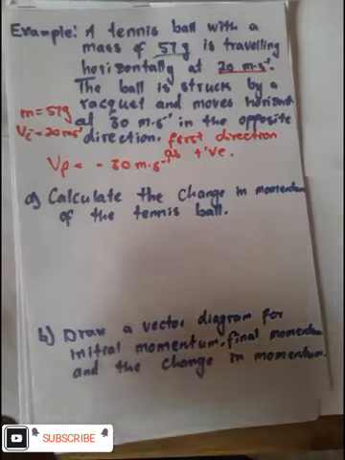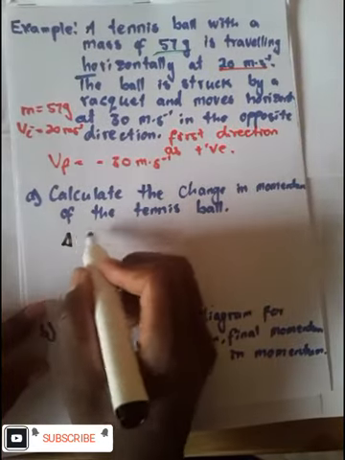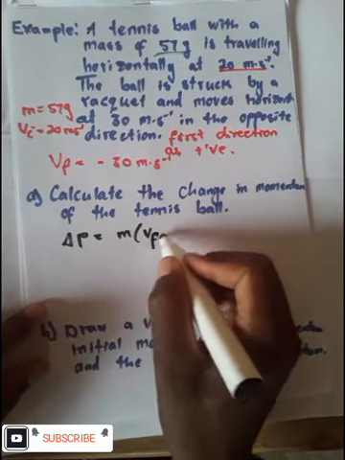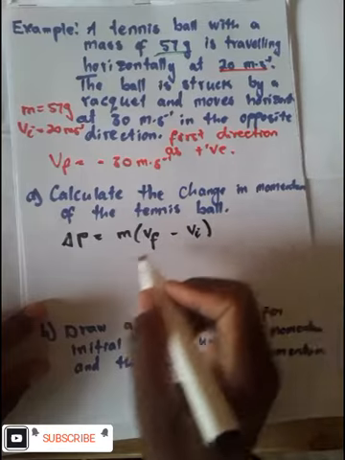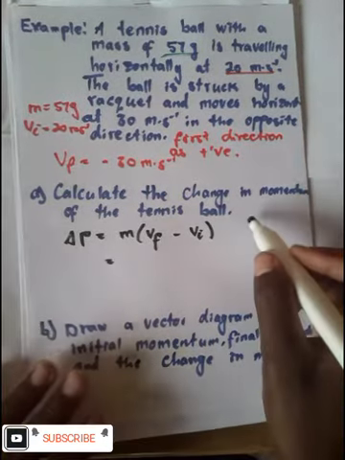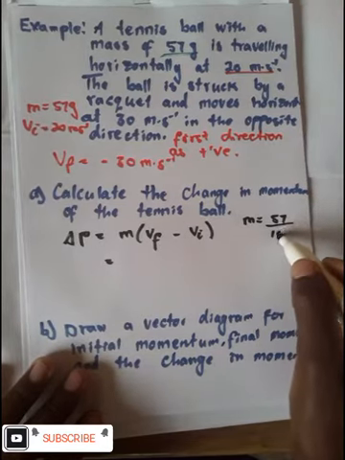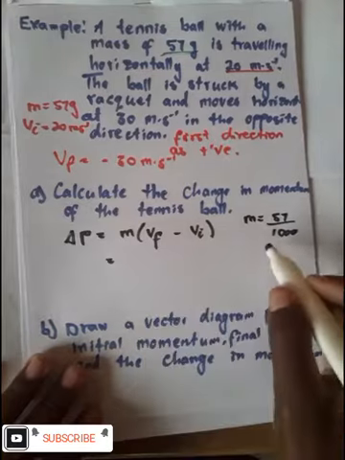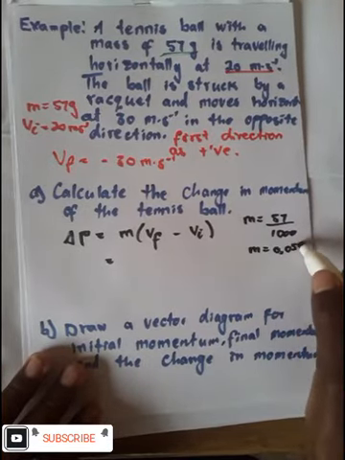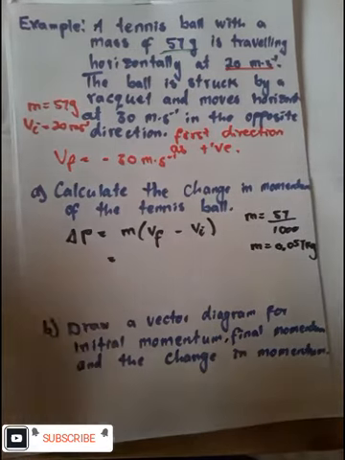So to calculate the change in momentum of the tennis ball, I'm going to use that formula for impulse. Change in momentum is mass multiplied by velocity final minus velocity initial. What's the mass? We have to convert the 57 by dividing by 1000. So 57 divided by 1000, which is 0.057 kg. So that's going to be your mass.